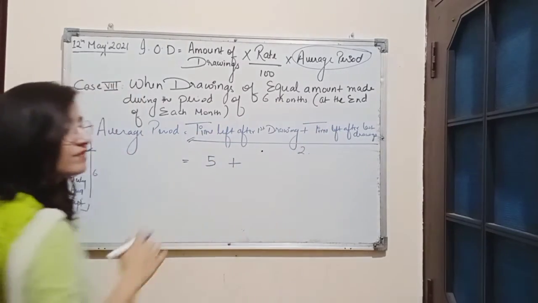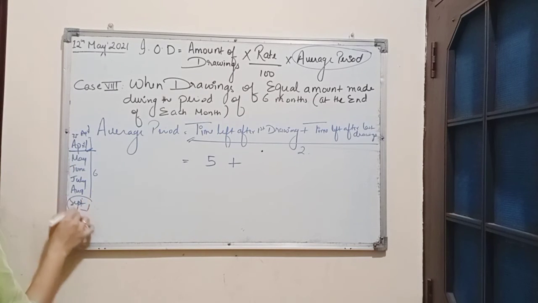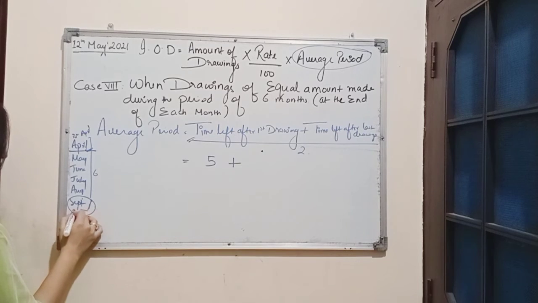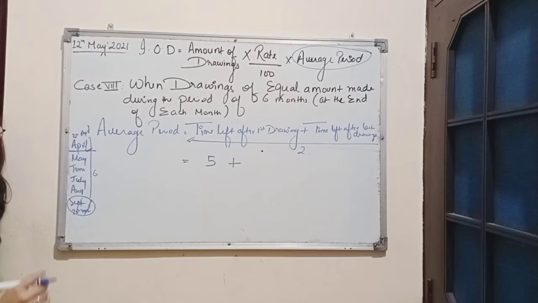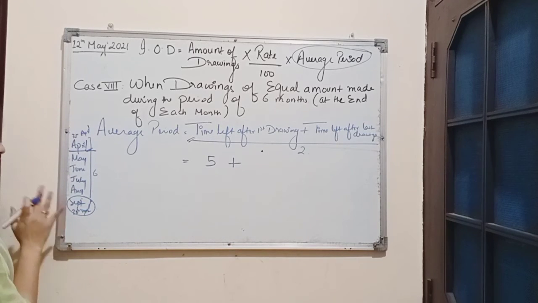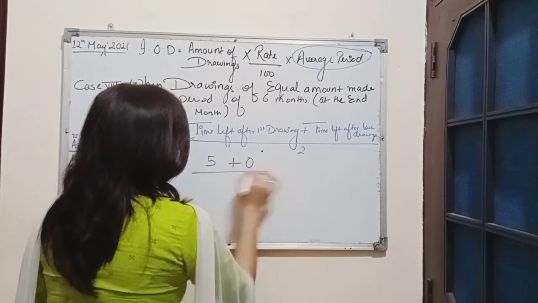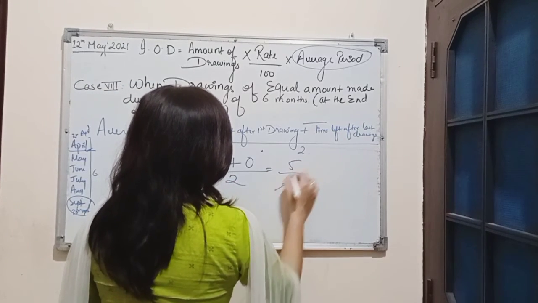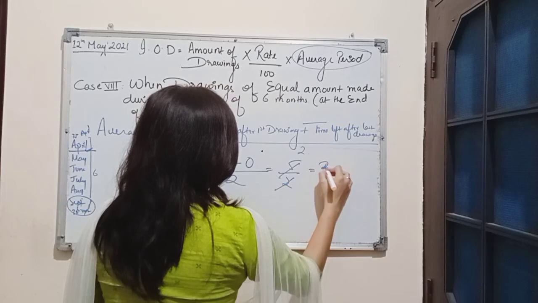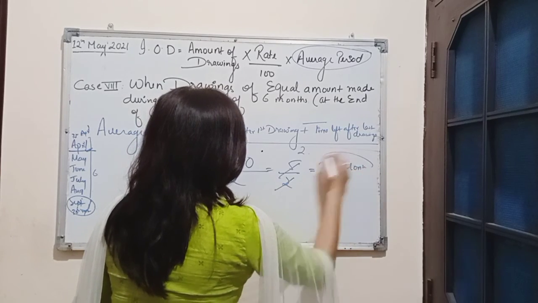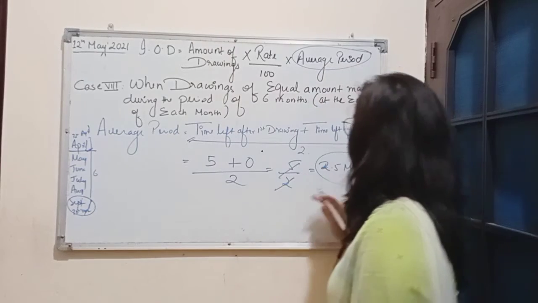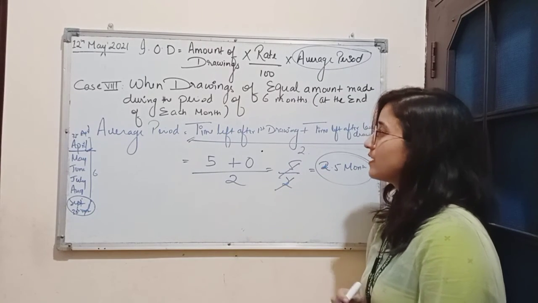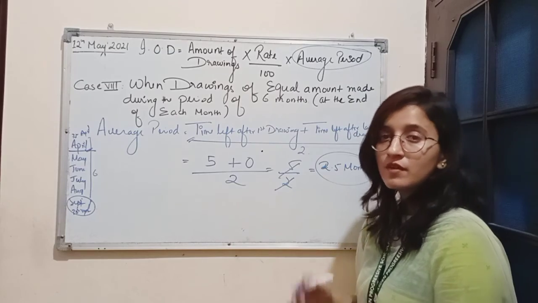Then time left after last drawing will be, we know the partner is withdrawing the amount at the end of last month. So end of 6th month is 30th September. And we know in the duration of 6 months there is no time period left after September. So here time left will be 0, divided by 2. So 5 divided by 2 is 2.5 months. So average period that will be calculated in this case is for 2.5 months.